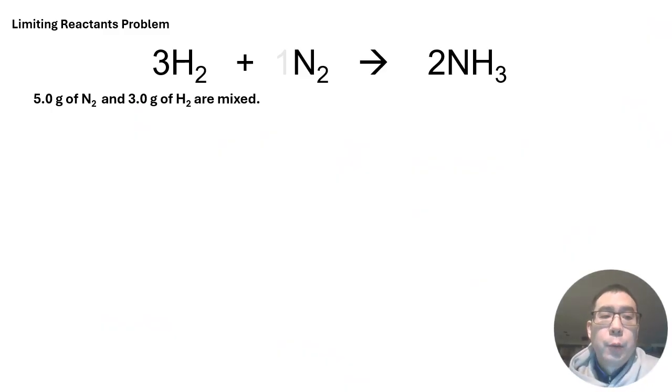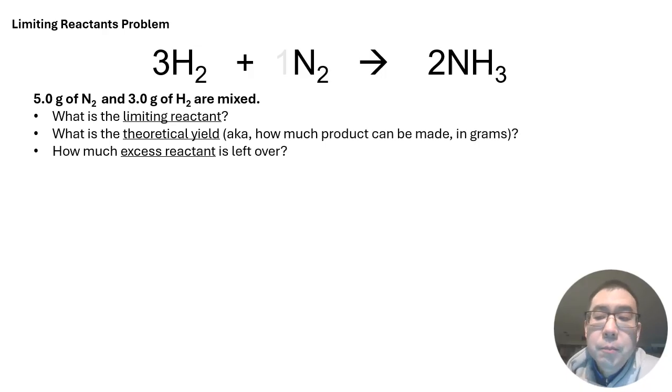Okay, so let's do a real one now. This is the problem we looked at in class. 3 hydrogen plus 1 nitrogen gives us 2 ammonia. And we mix 5 grams of nitrogen with 3 grams of hydrogen. We want to find out first, what is the limiting reactant? Second, what's the theoretical yield? In other words, how much product can be made? And 3, how much excess is left over?